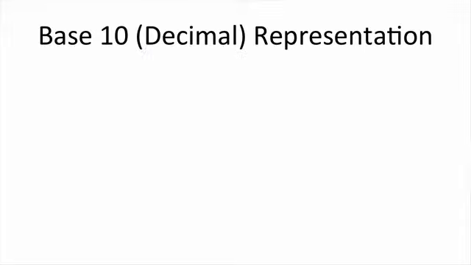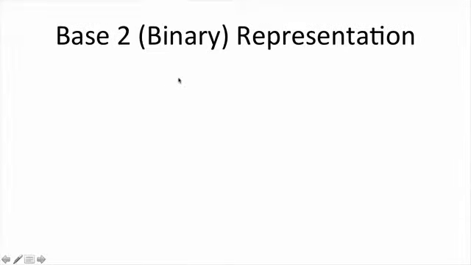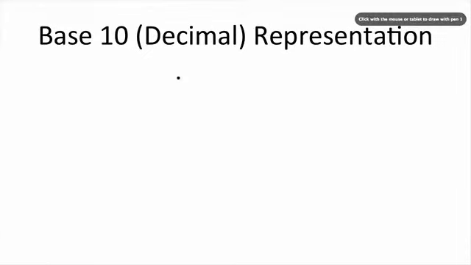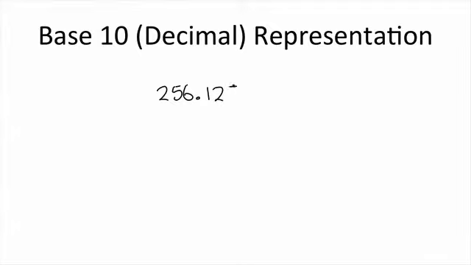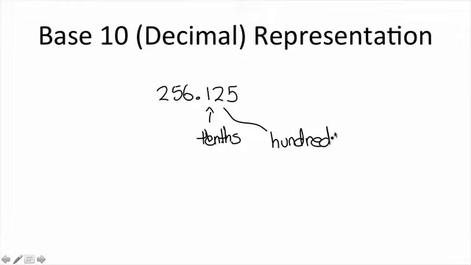The number might have a decimal or a fraction, so you might want to, for example, represent the number 256.125, and again, you might already guess why I chose 0.125 to be my decimal. In any case, this is the tenths place. This is the hundredths place. And this is the thousandths place.